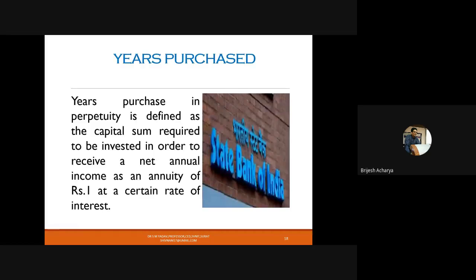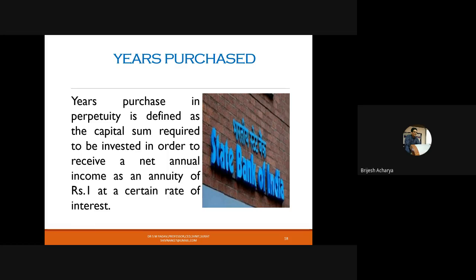Then years purchase. What is years purchase? Years purchase is defined as the capital sum required to be invested in order to receive a net annual income as an annuity of rupees 1 at a certain rate of interest. For example, the bank interest currently is say 5%. It means if one invests 100 rupees, he gets 5 rupees interest per annum. So if he wants to have 1 rupee income, how much does he need to invest? That is 100 divided by 5, so 20 rupees. If he invests 20 rupees, he will receive 1 rupee per annum at 5% rate of interest. That is called years purchase.